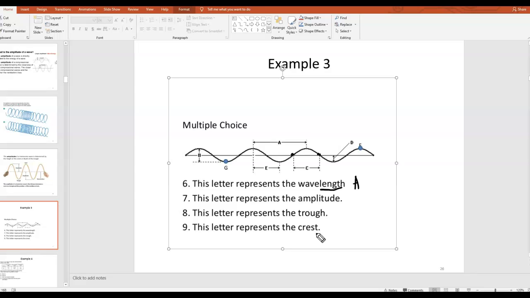7, this letter represents the amplitude. Remember, the amplitude is always measured from the rest position, okay, from that midpoint. And so if you take a look at B, B does not represent the amplitude. It actually represents twice the amplitude because it's going all the way from the crest all the way down to the trough. So the amplitude is actually going to be D, okay, over here. It's from the trough to the rest position in the middle. And then the trough is at G, and the crest is at F over there.